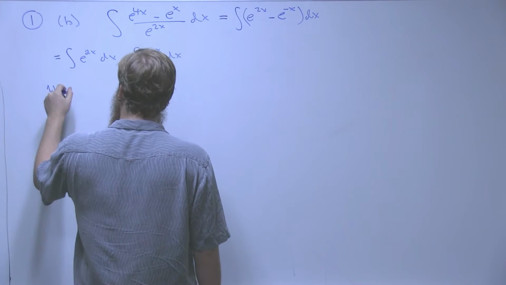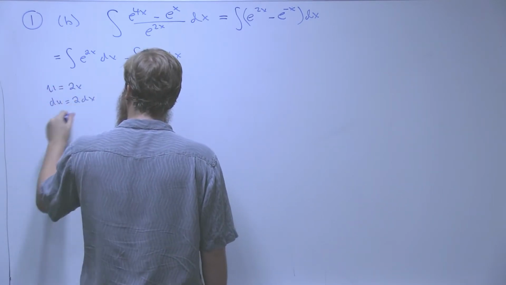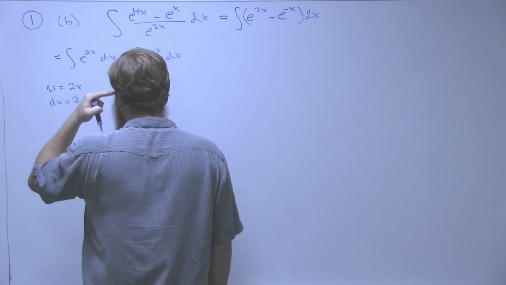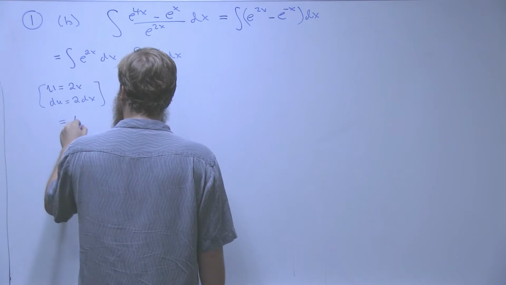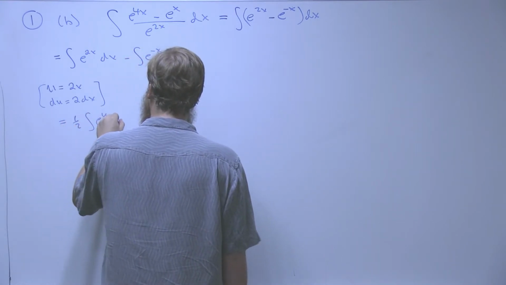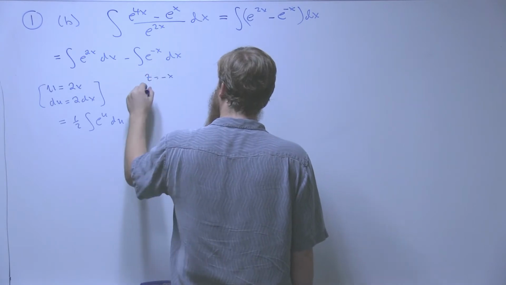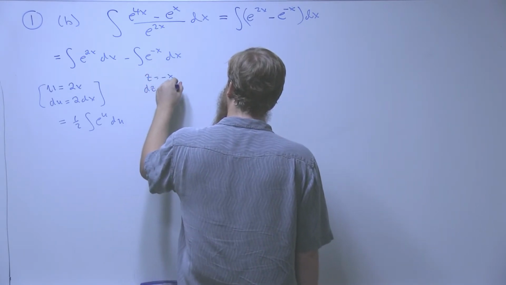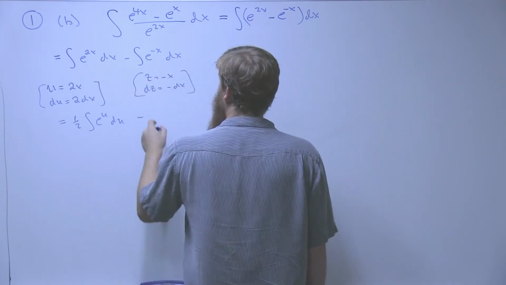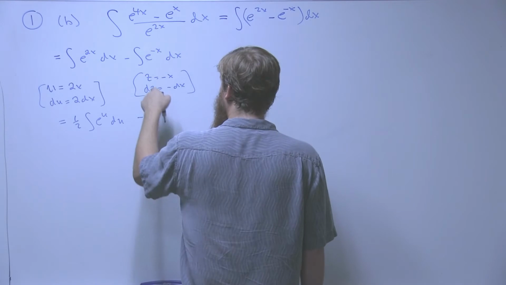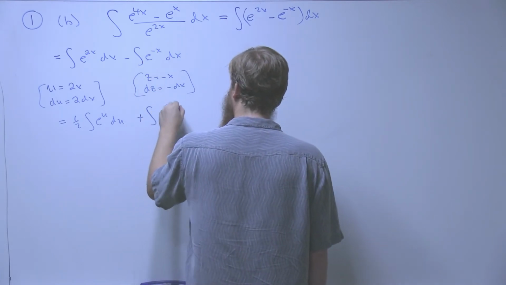So in this first integral, I'll let u equal 2x, so that du is 2 dx. And this tells me that dx is 1/2 du. So my first integral becomes 1/2 integral e to the u du. And in my second integral, I'll let z equal negative x, so that dz is equal to negative dx. And now my integral becomes negative, so this becomes plus e to the z dz.